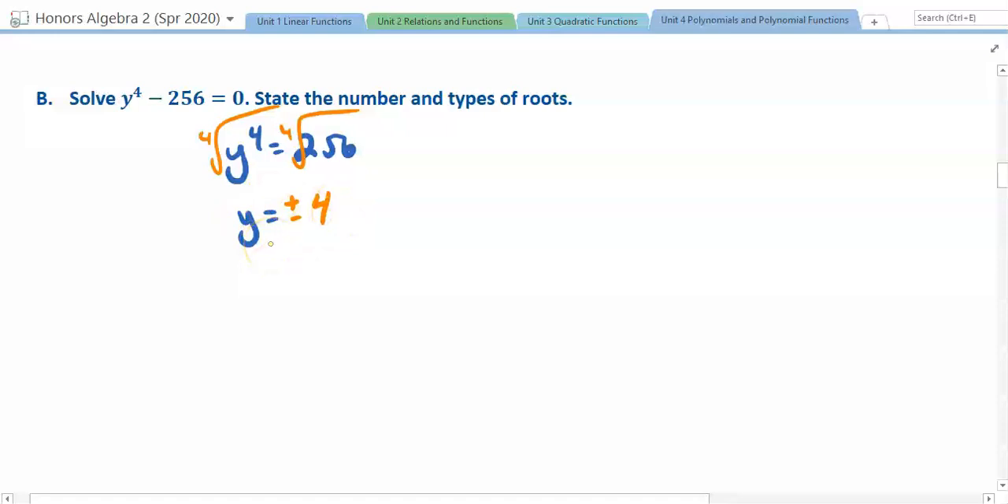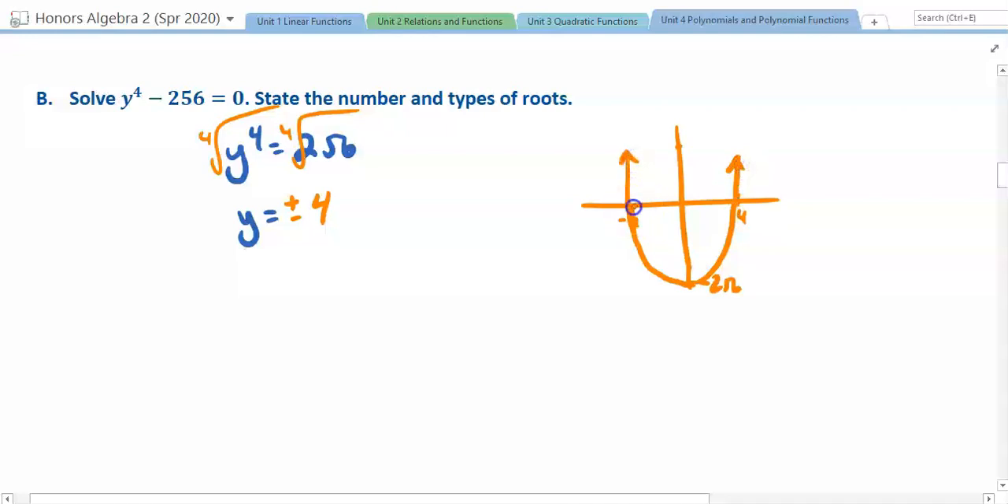Now, what does that mean, though? I've only got 2 numbers here. I've got positive 4 and I've got -4. But here's the thing, and we're going to talk about this in a second. When I look at this function and I actually graph it, right? If I graph y to the 4th minus 256 equals 0, what we see is that at -4 and at positive 4, this graph's going to go through, and then when we get all the way down to -256, we're going to see it come through -256 and come back up, right?